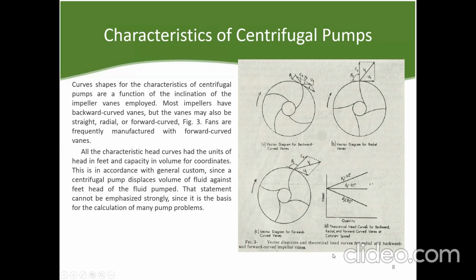Ito yung radial, backward, and forward curve impeller vanes. So beta is less than 90. So ito yung sa backward, baba. So ito naman sa 90 degrees, ito yung radial. This is naman more than 90 degrees, and beta 2 is for forward curve. So most impellers have backward curve vanes, but the vanes may also be straight, radial, or forward curve, figure 3. Fans are frequently manufactured with forward curve kasi mostly maliliit.